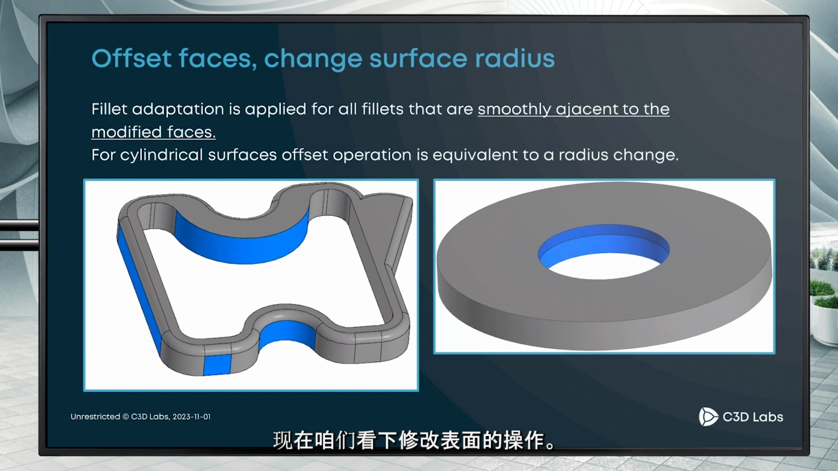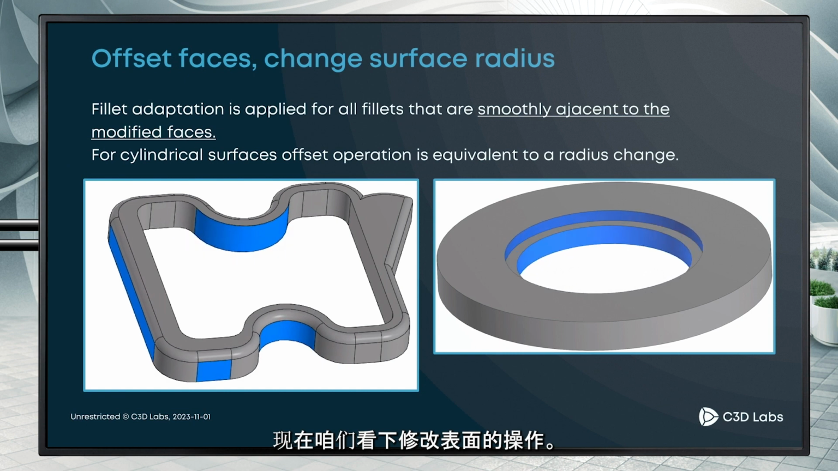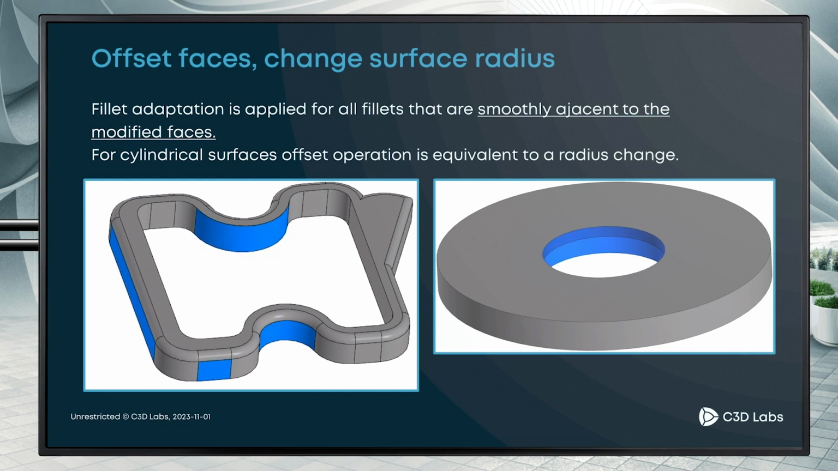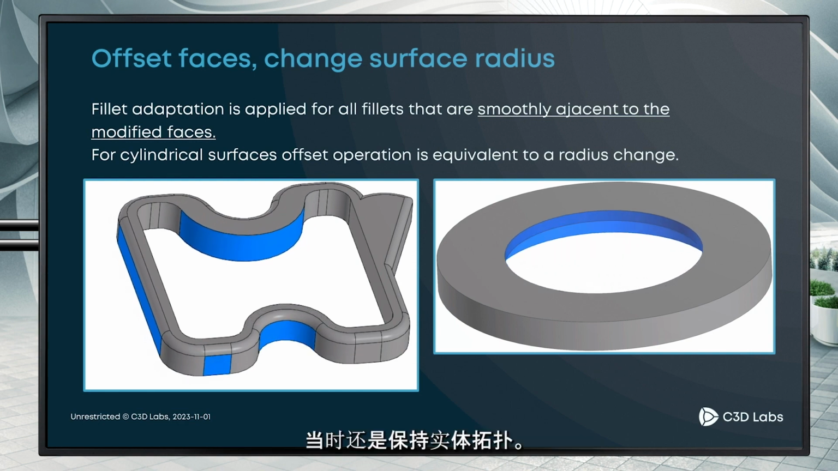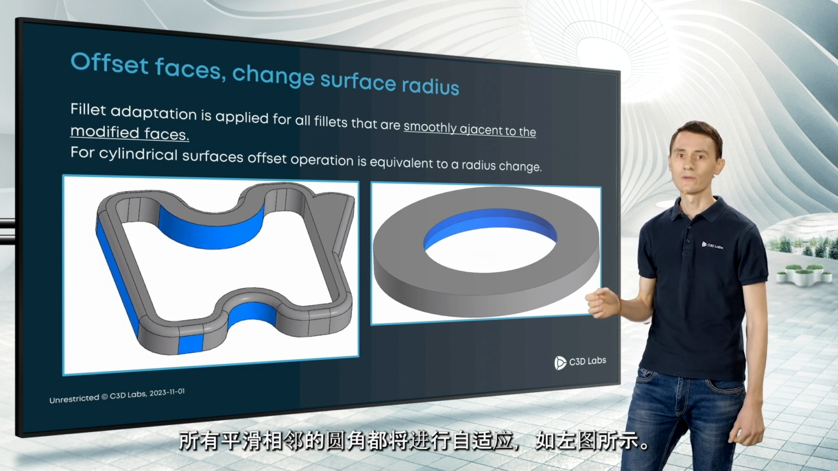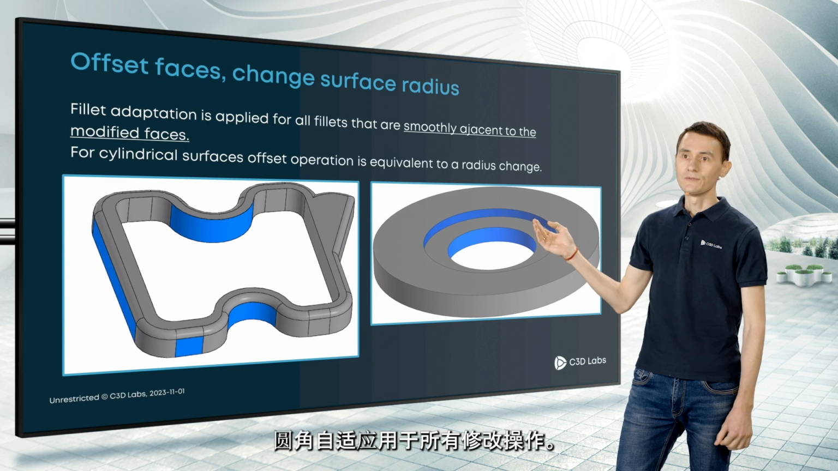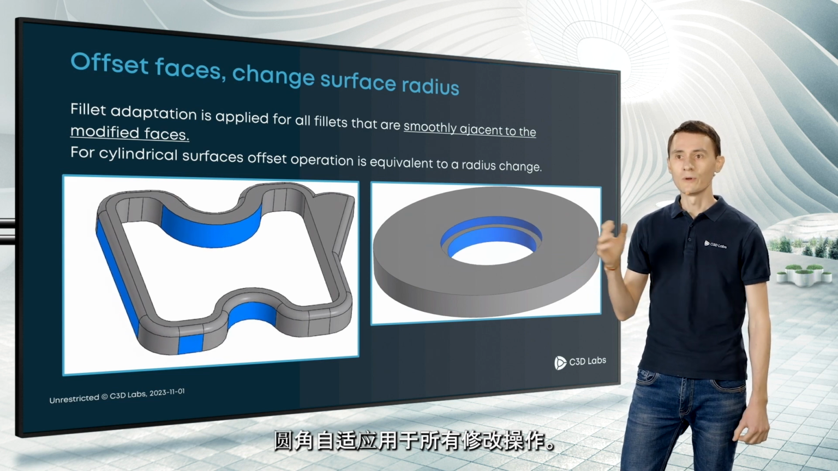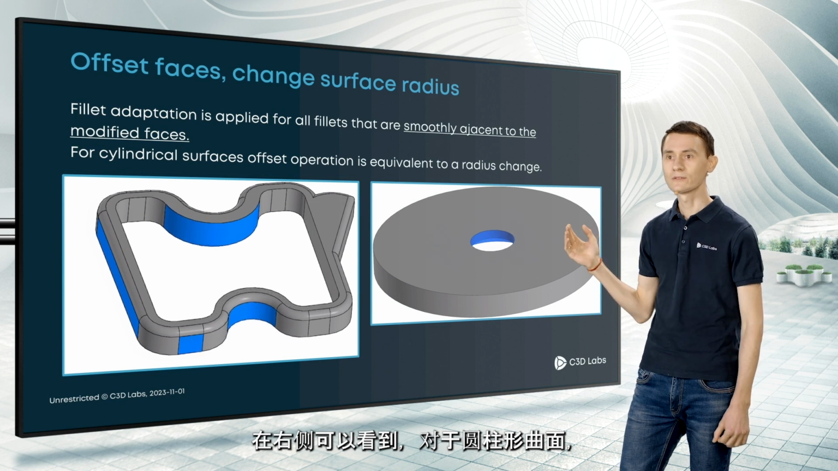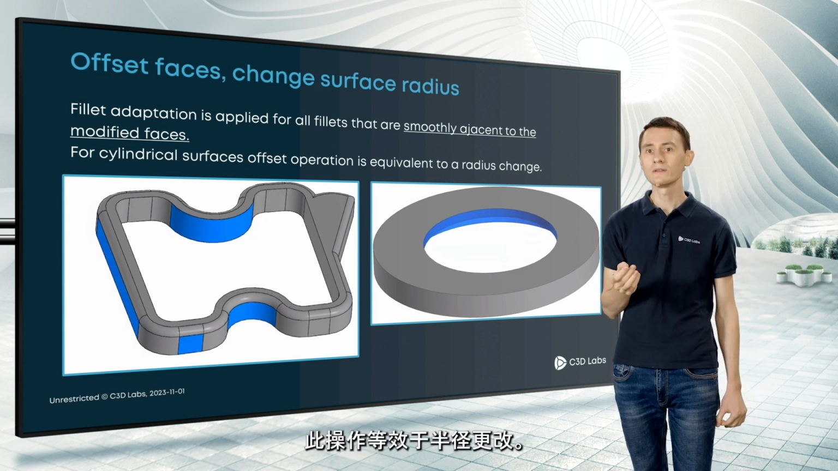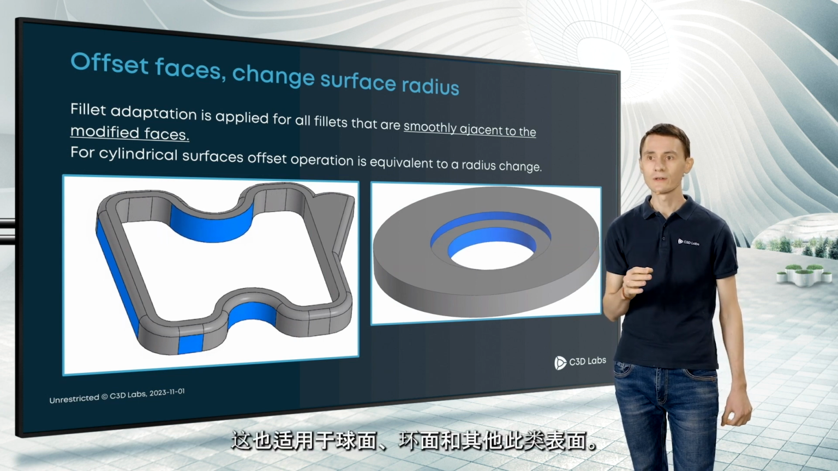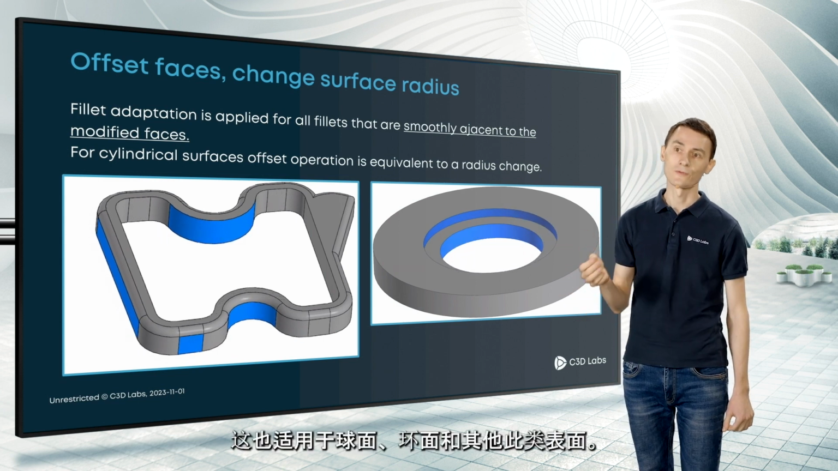Now let's consider operations which modify faces. The offset operation allows one to move a face along its normal while preserving the solid topology. All smoothly adjacent fillets are adapted, as you can see on the left figure. The fillet adaptation is used in all modifying operations. On the right, you can see that for cylindrical surfaces, this operation is equivalent to the radius change. This is also valid for spherical, toroidal, and other such surfaces.